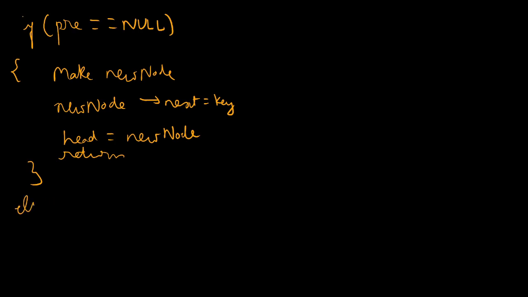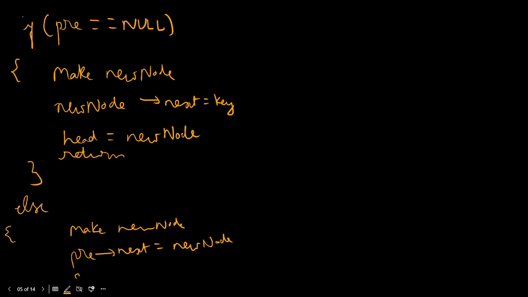And else, this is not true. This is what you do. Make a new node. Pre's next equal new node. New node's next is equal to cur, and then return. So this is what you do.